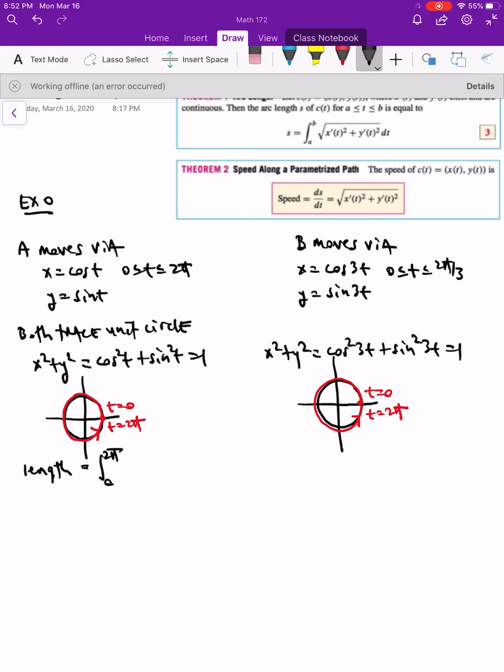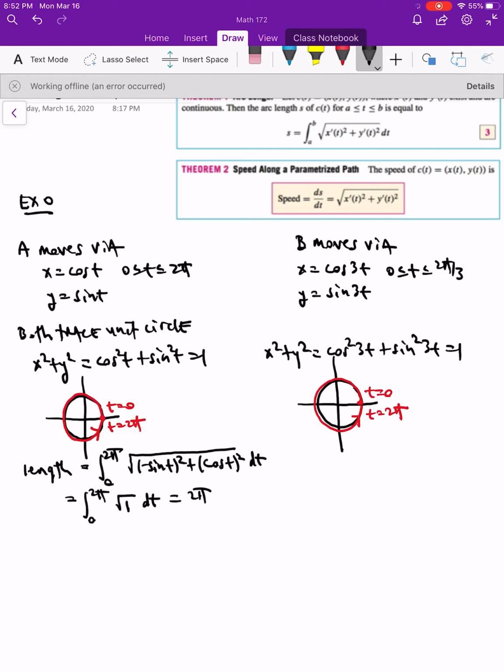For A, the parameter interval is from 0 to 2 pi. I take the square root of x prime squared plus y prime squared. So that gives minus sine of t, squared, plus cosine of t, squared. Under the square root, that's 1. If I integrate a constant, it's just the constant times the width of the interval.